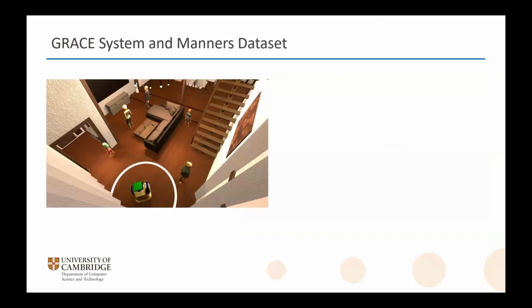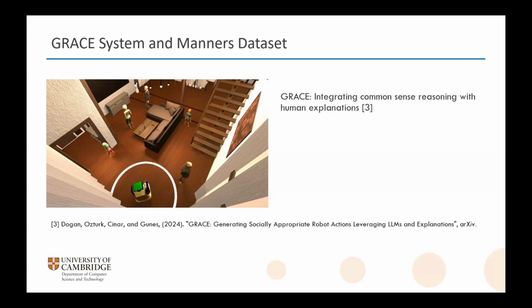For instance, in a scene like this, whenever there are kids around, one user might prioritize safety and expect the robot not to carry large objects when the kids are around. But another user might prioritize efficiency and say that the robot should be quick at carrying such objects when the kids are around. So there are such human preferences that should be integrated in the robot's decision process. To address this, we propose the GRACE system, which integrates common sense reasoning together with human explanations.